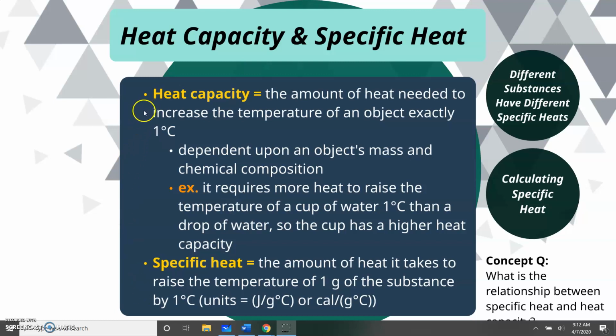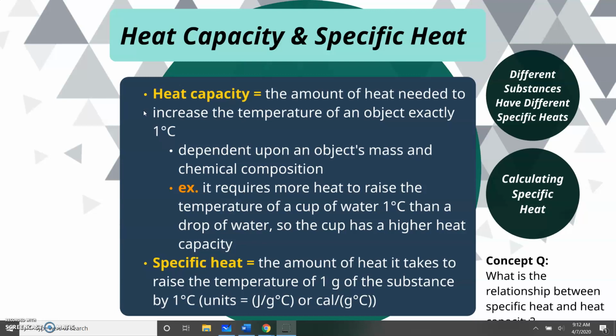First off, we've got heat capacity. Heat capacity is the amount of heat needed to increase the temperature of a whole object by exactly 1 degree Celsius. Heat capacity depends on both an object's mass and its chemical composition, so what it's made out of and how big it is. An example of this could be that it requires more heat to raise the temperature of a cup of water 1 degree Celsius than a drop of water. So the cup has a higher heat capacity.